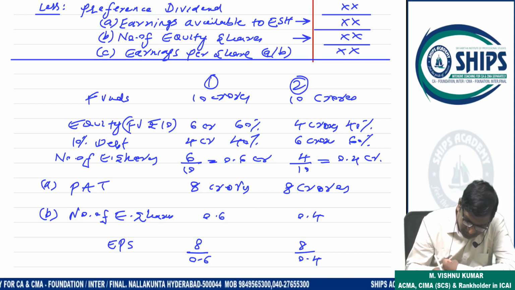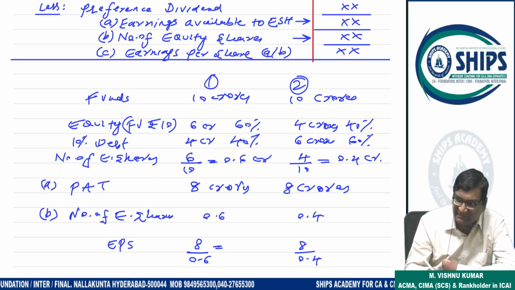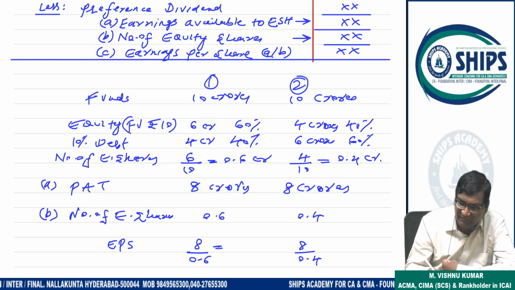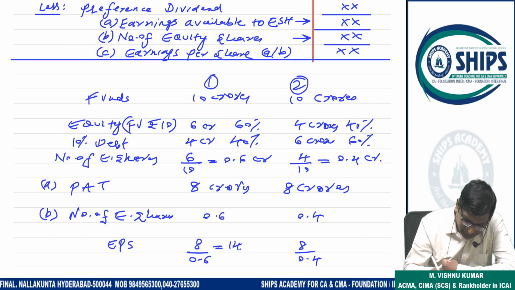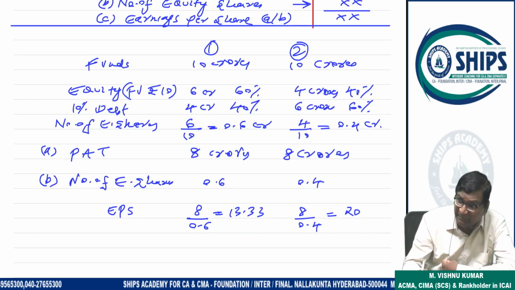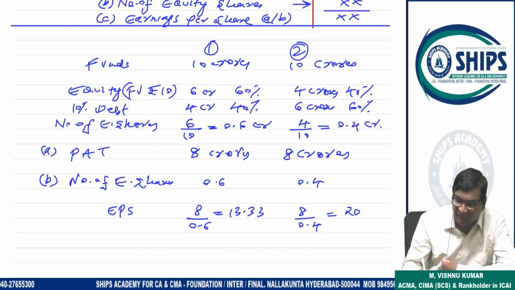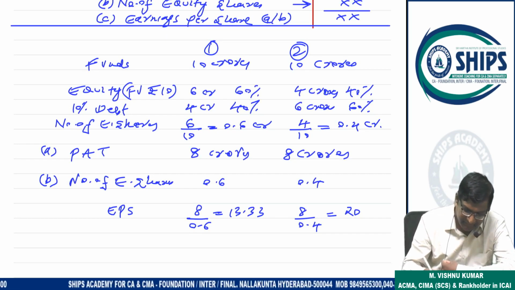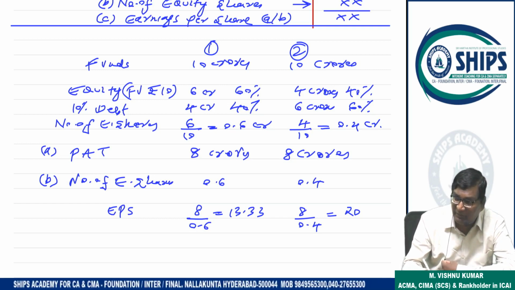तो यहाँ पे नंबर ऑफ शेयर कितने? 0.6. हियर नंबर ऑफ शेयर कितने? 0.4. तो 8 डिवाइड बाय 0.6, 13.33. 8 divided by 0.4. How much? 20. Okay. Where earning per share is more? Earning per share कहां पर ज्यादा है? सेकेंड सिचुएशन. क्यों ज्यादा आ रहा मालूम है?